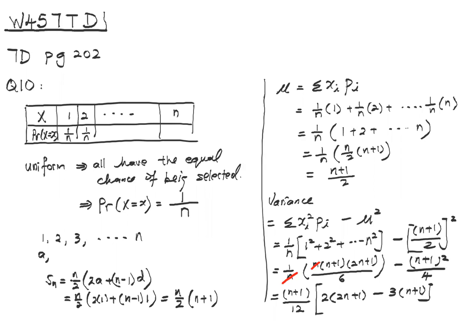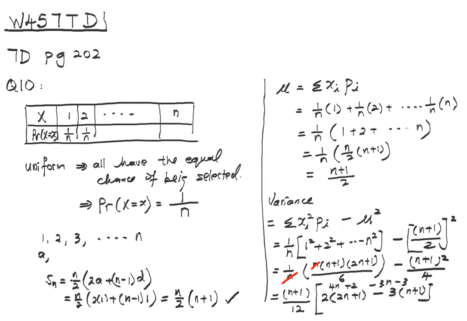This here will be 4n plus 2, take away 3n minus 3. So here will become n minus 1. So you expand, you get whatever is shown. Are you okay? So you have to know this.